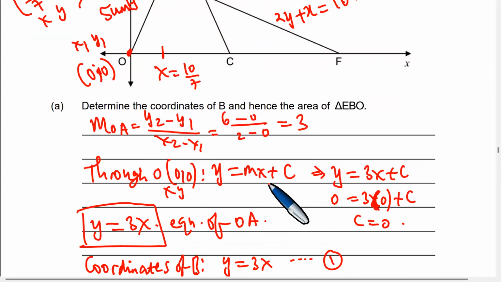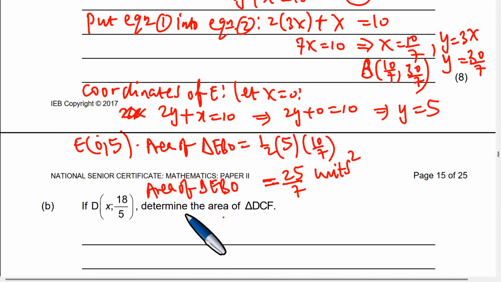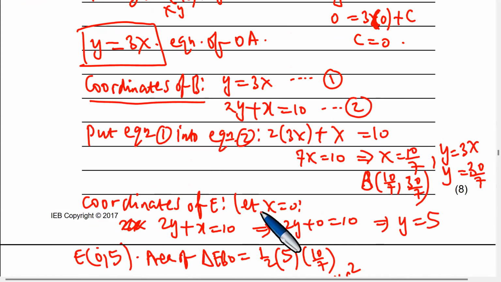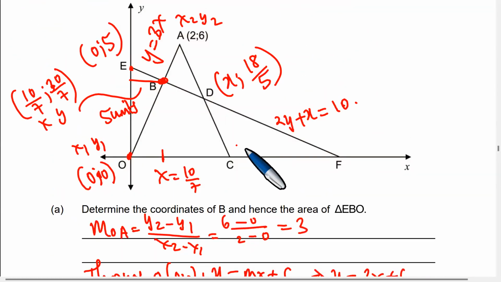Okay, if these are the coordinates of D, what are we supposed to do? We need to find the area of triangle DCF. So how do we find the area of triangle DCF? We need to just be able to find this one here. So, in a couple of ways, what are the coordinates of the point C? And what are the coordinates of the point F?